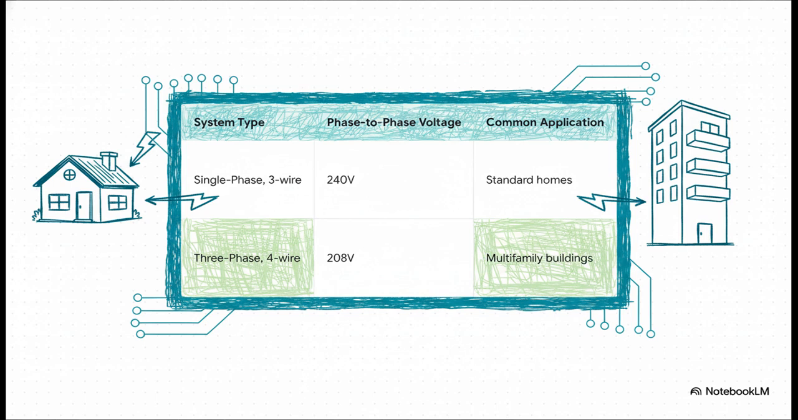But if you're talking about the main service for a big apartment building that's feeding lots of units, it's way more efficient to use a 120/208-volt three-phase system. And that's where the 208 volts for that group of dryers came from. The context tells you the voltage.